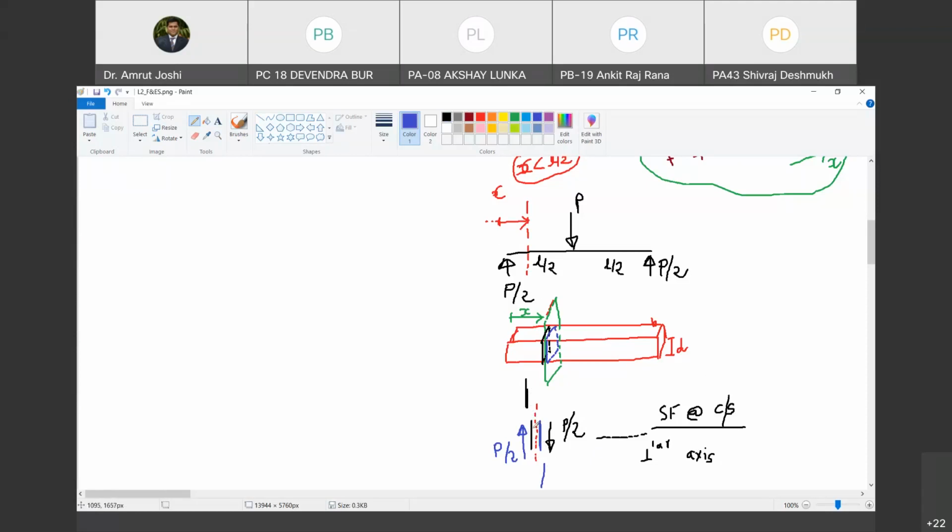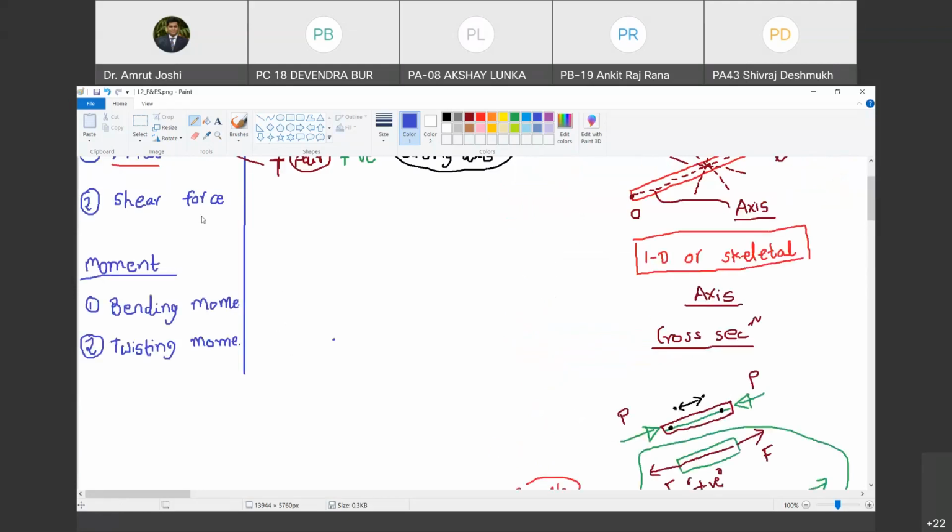So if I take two molecules just before the sliding, then there is a change in the distance between these two molecules relatively. Do you agree with me? Yes, sir. And in which direction has this relative change occurred? It has occurred perpendicular to the axis, in the direction of this shear force. Do you agree with me? Yes, sir. So what is the effect of shear force now?